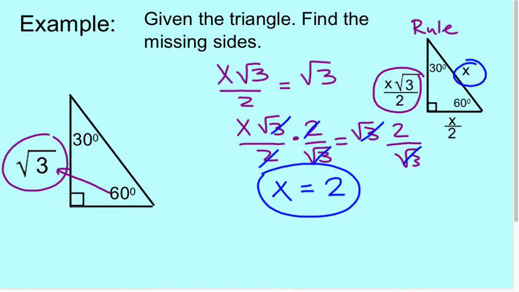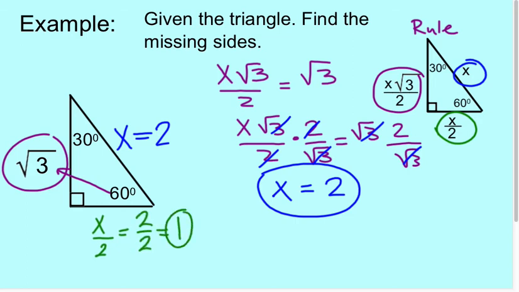So here's our hypotenuse. So our hypotenuse is x, which equals 2. Here's our side opposite 30 degrees, and that is x over 2. So you substitute 2 in, so 2 over 2, and we get 1. So that third side is 1.